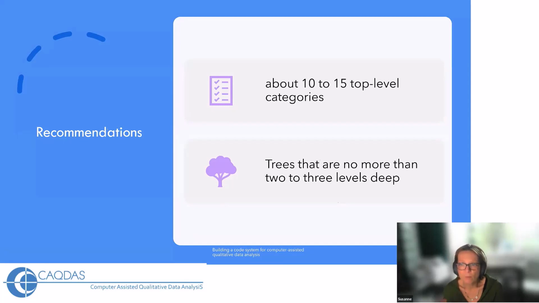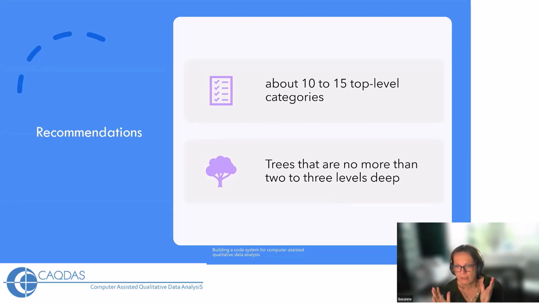So how many top level categories are recommended? Pat Bazeley, you might be familiar with her book Analytical Strategies, suggests 10. I think sometimes you might need a bit more, so somewhere between 10 and 20. So it's really depending a bit on the project as well, but something along that way. So again, not 50 top level categories. Keep them in that range.